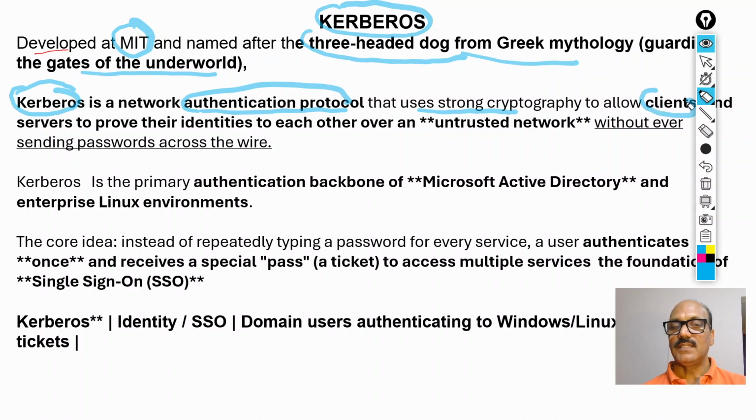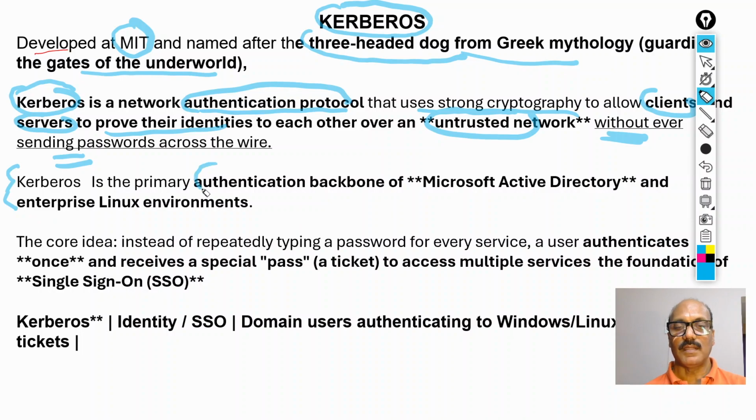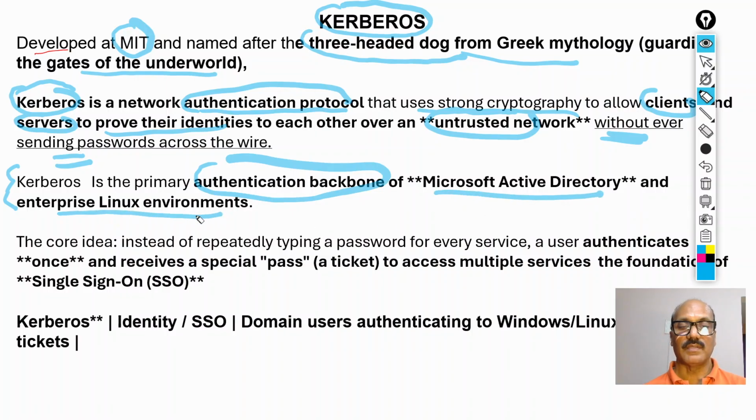So it allows the clients and servers, and when I say clients, that includes users, to prove their identities to each other over an untrusted network without ever, this is the key thing, without ever sending passwords across the wire. So that is why it is secure enough, right? Where exactly is Kerberos in use? It is used as an authentication backbone for Microsoft Active Directory and even Linux platforms.